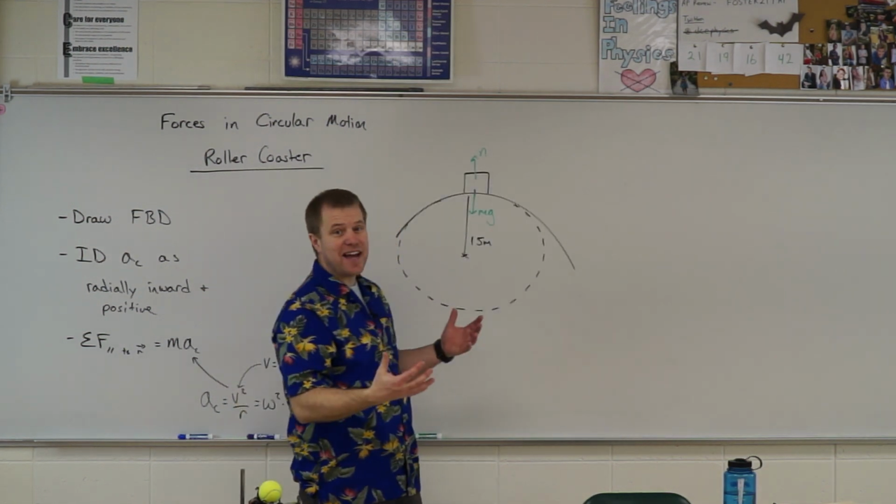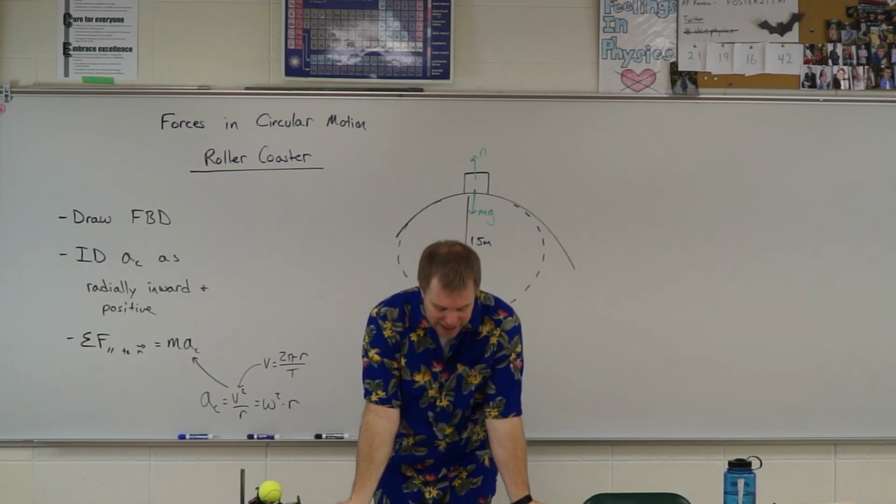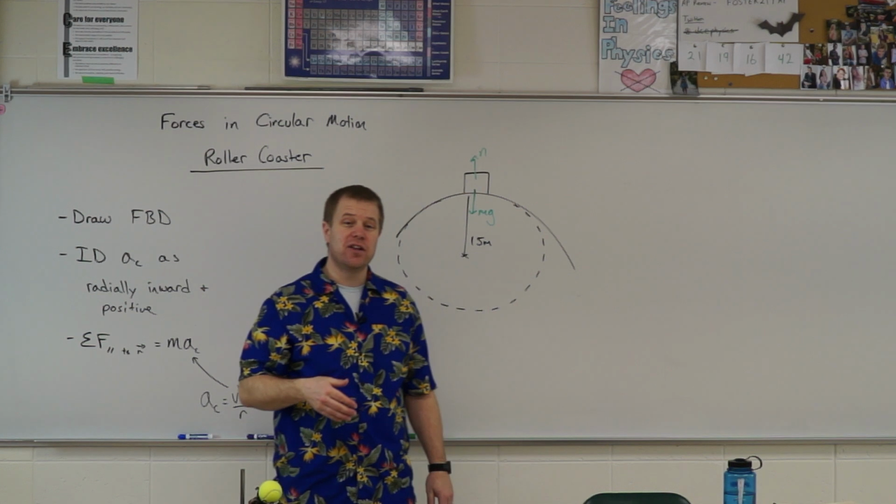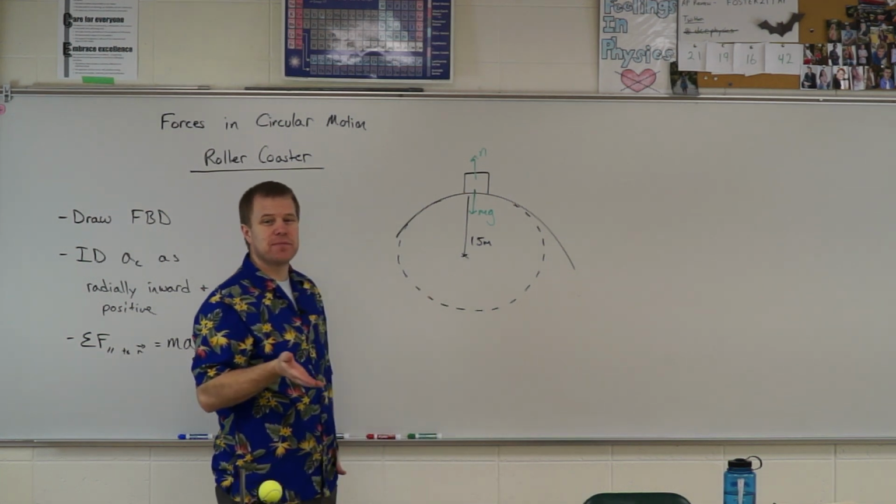All right, now that we got to the top of this hill, let's go ahead and say a second hill has a radius of 15 meters. What is the maximum speed the roller coaster can go over the hill with? So we're looking for a maximum speed.